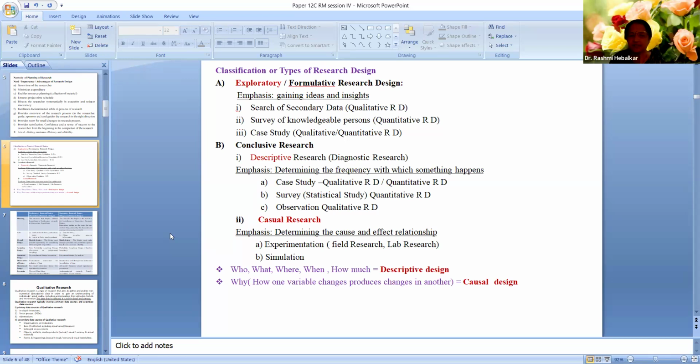So it is survey method. When we talk of survey, the number is bigger, so it is quantitative research design. When we do case study, suppose I am talking about the study of management of stress by IT professionals. So IT professionals are the sample.